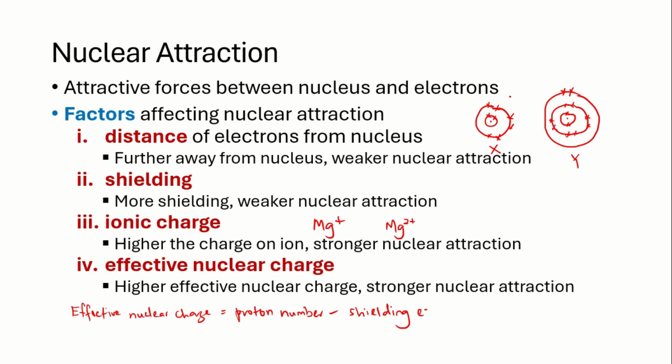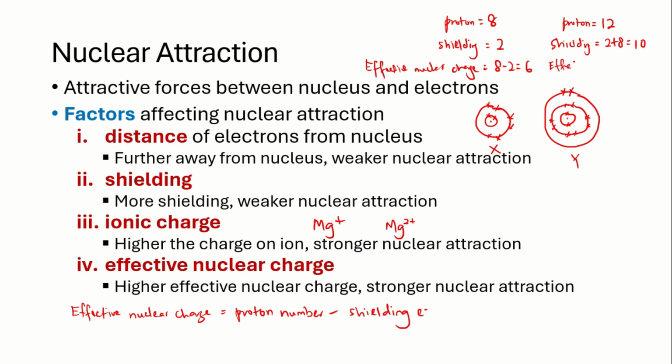So for atom X, its proton number will be 8. Shielding will be electrons in shell number 1. 2 electrons in shell number 1, so they are the shielding electrons. So the effective nuclear charge of X is 8 minus 2. Let's find the effective nuclear charge of Y also. So X has a higher effective nuclear charge compared to Y. Electrons of X in the outer shell are feeling a stronger nuclear attraction from the nucleus. Atom Y, its valence electrons are feeling a weaker nuclear attraction from the nucleus.